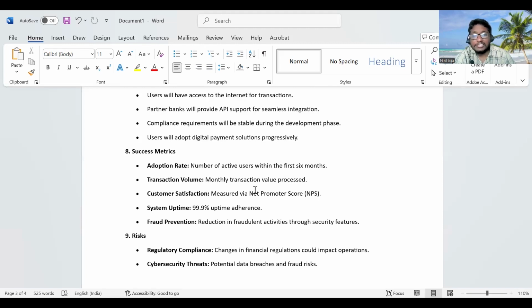Next, transaction volume, the monthly transaction value processed, right? How many transactions are occurring in my app for the first 6 months or for the first 1 year? If the volume is high, then my app or software is successful, right? So even transaction volume is one of the success metrics.